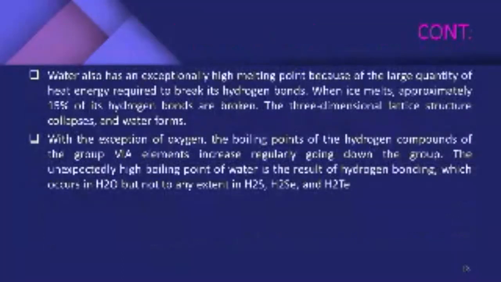Water also has an exceptionally high melting point because of the large quantities of heat energy which is required to break its hydrogen bonds. When ice melts, approximately 15% of its hydrogen bonds are broken. The three-dimensional lattice structure collapses and water forms.